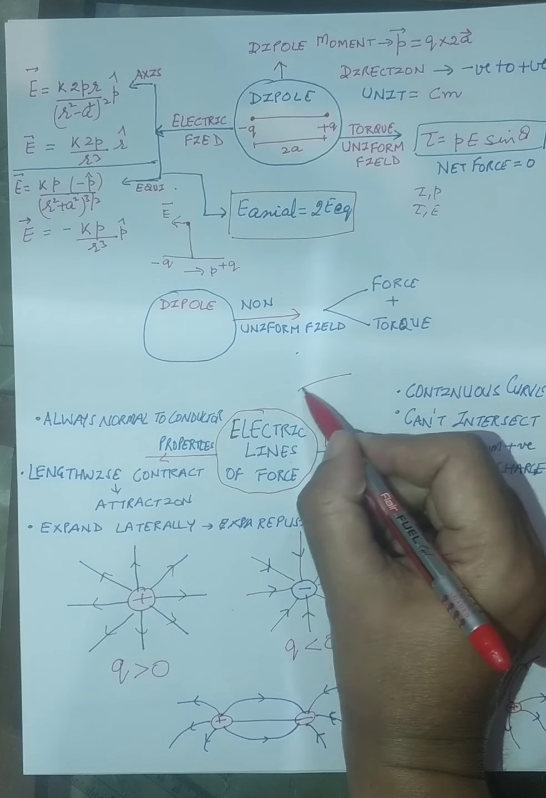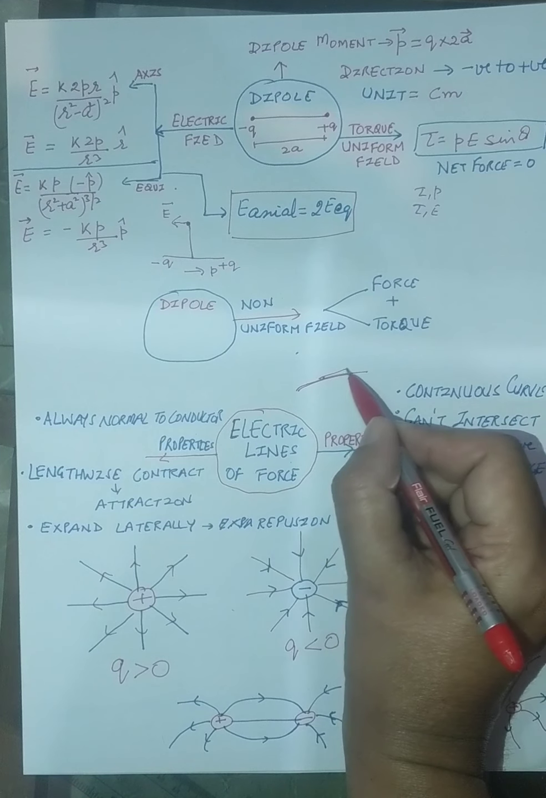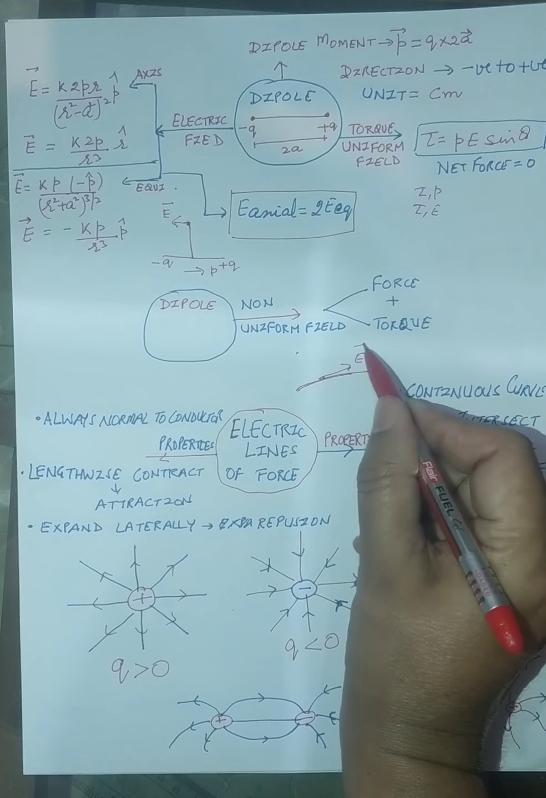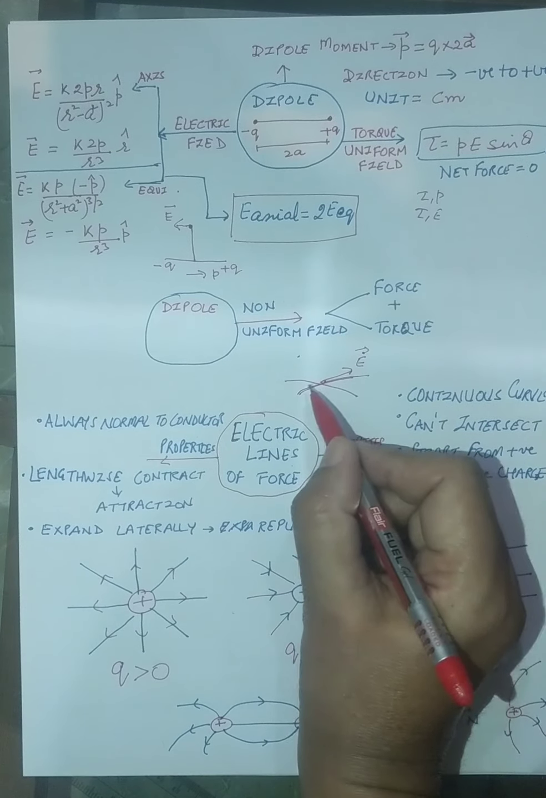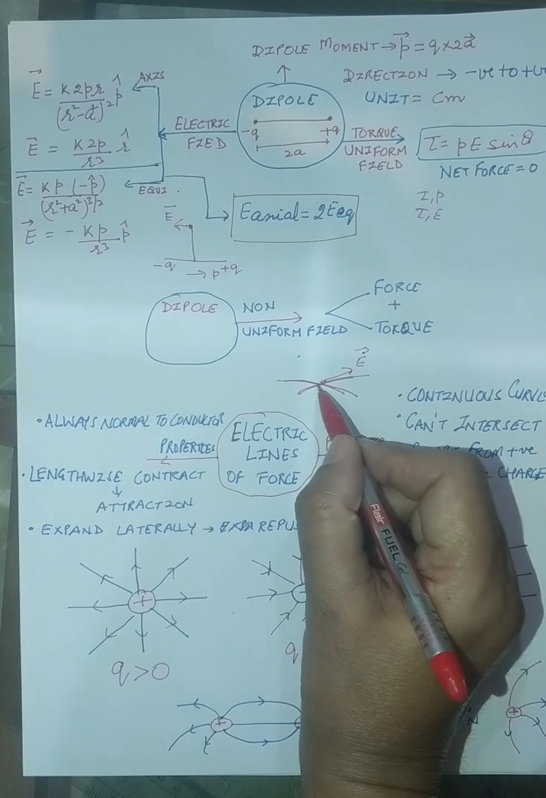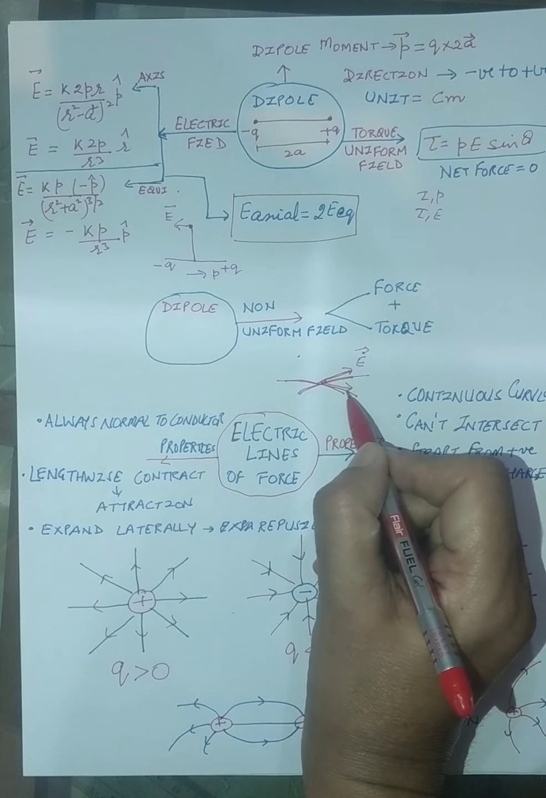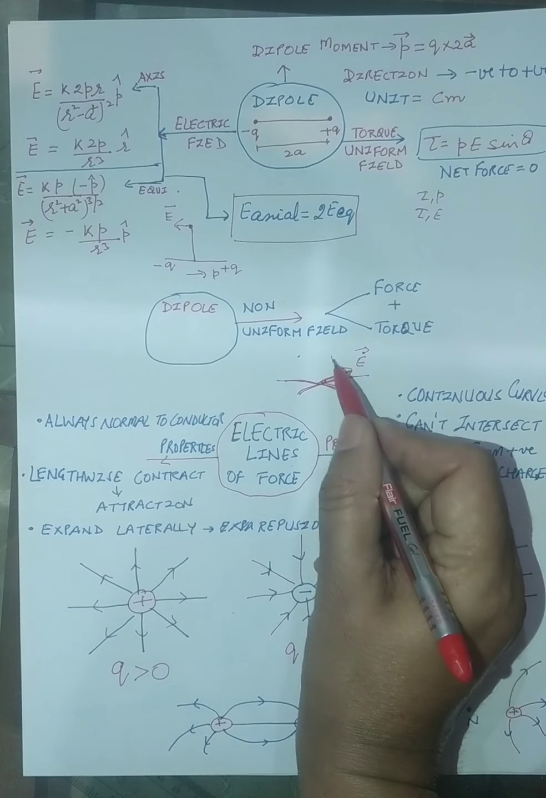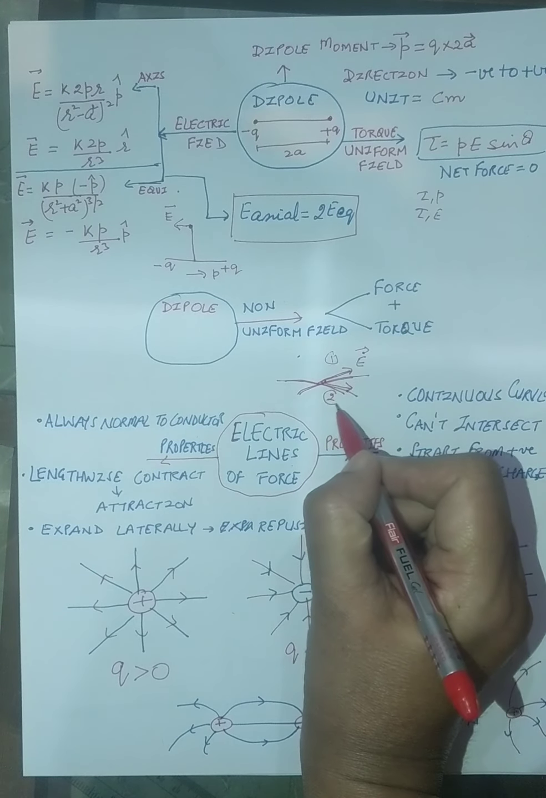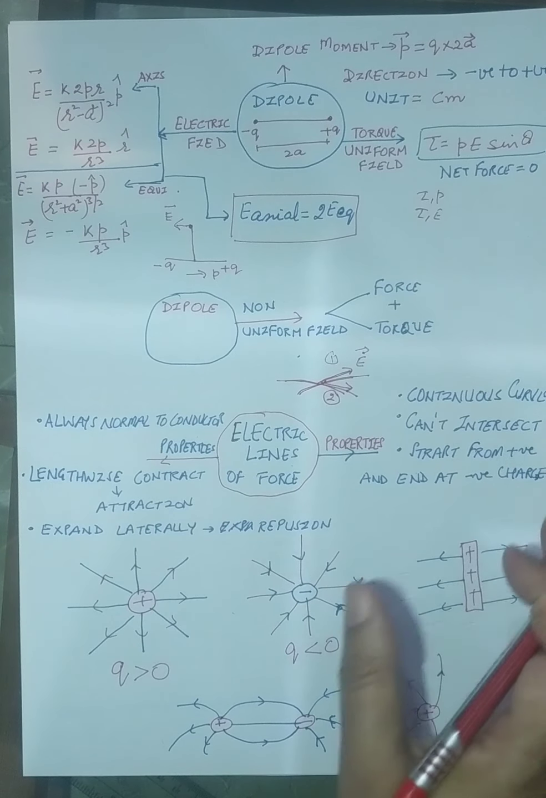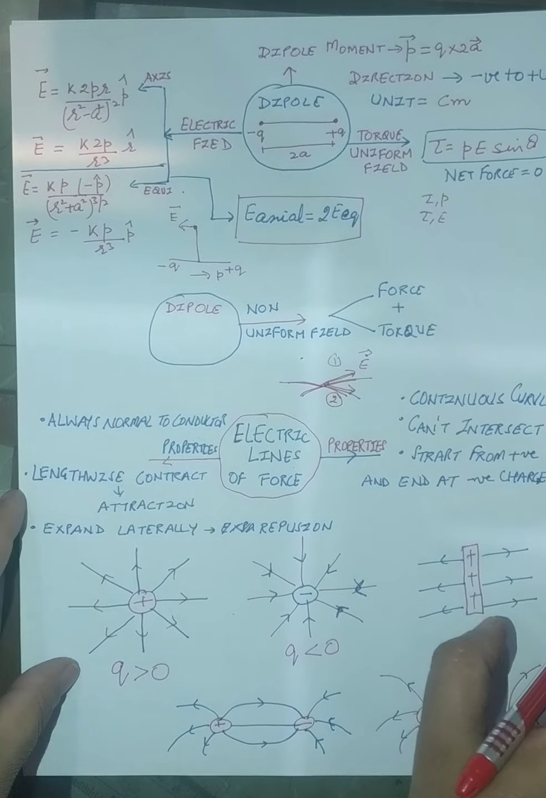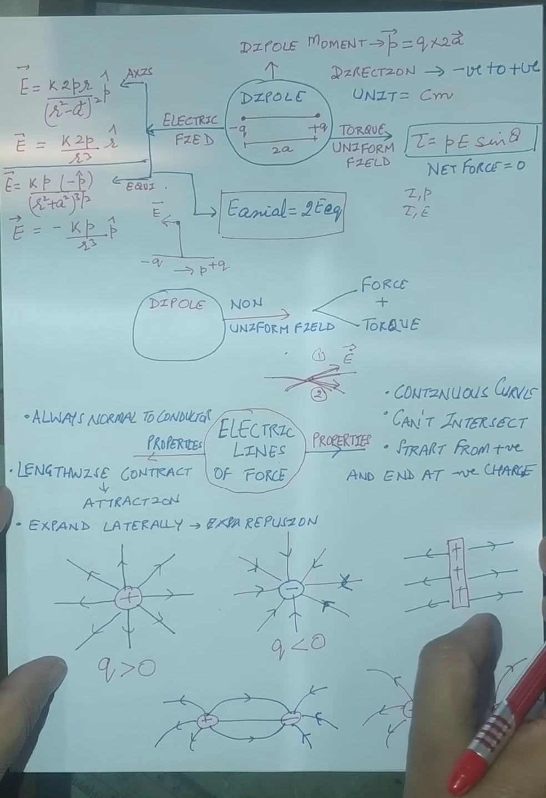So what are the electric lines of force? Here, these are the electric lines of force. The tangent at any point gives me the direction of the electric field. So what will happen if two lines of force intersect? That means at the point of intersection there will be two directions of the electric field, one in this direction and the second in this direction, which is not possible. So first, they form continuous curves. Second, two lines of force cannot intersect.